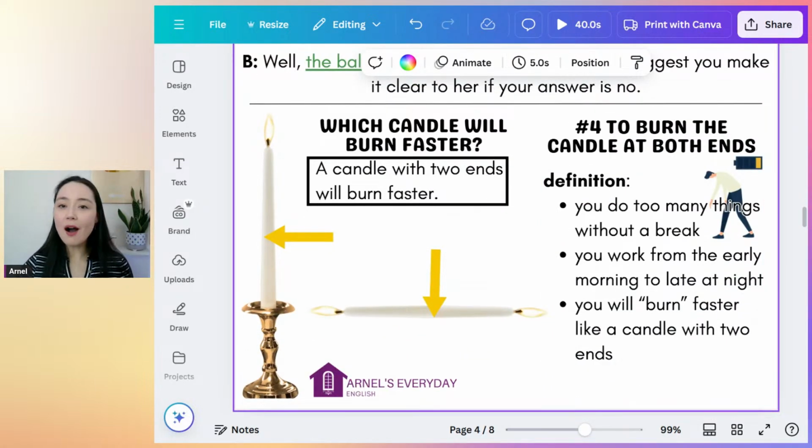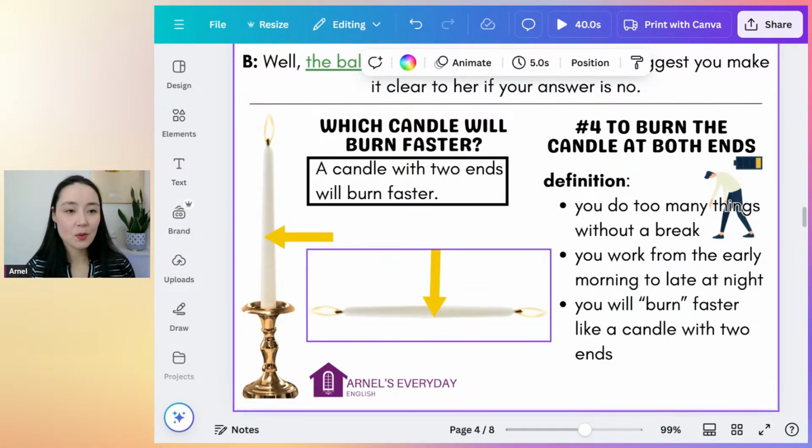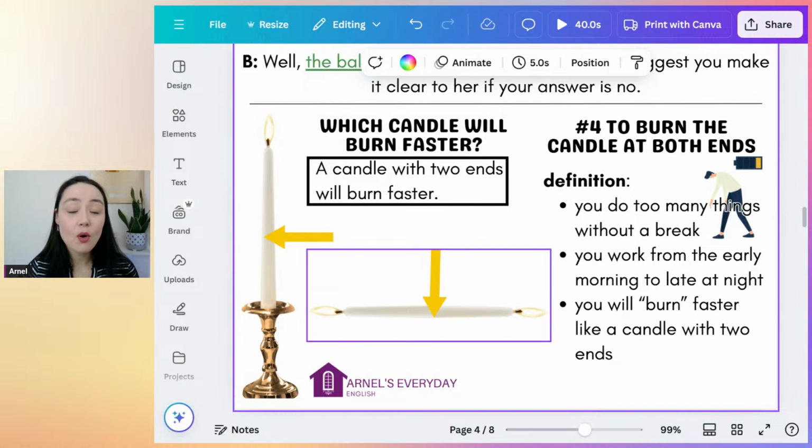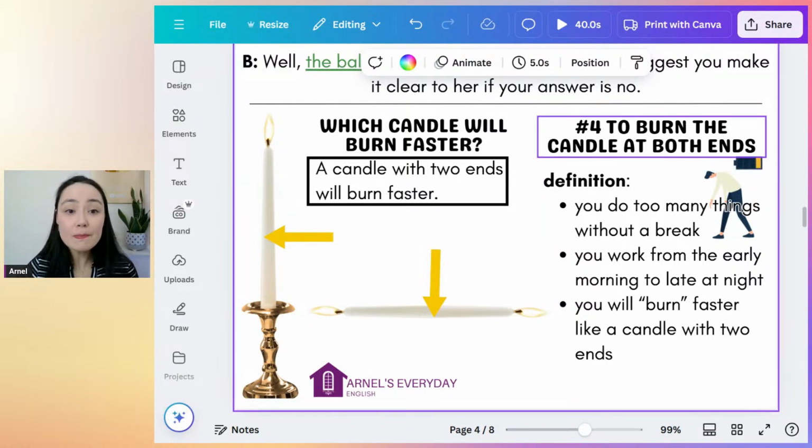In this lesson, we always start with an image. We're going to start here. Which candle will burn faster? This candle or this candle? Well, I think we can see a candle with two ends will burn faster. That's just logical. That brings us to our next expression. To burn the candle at both ends.